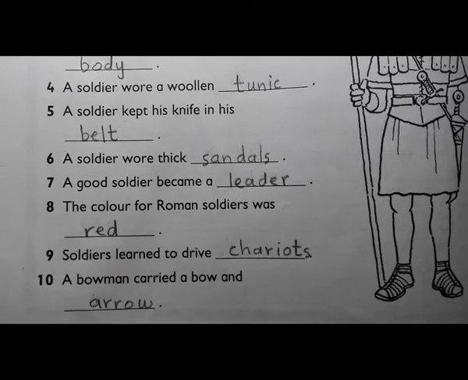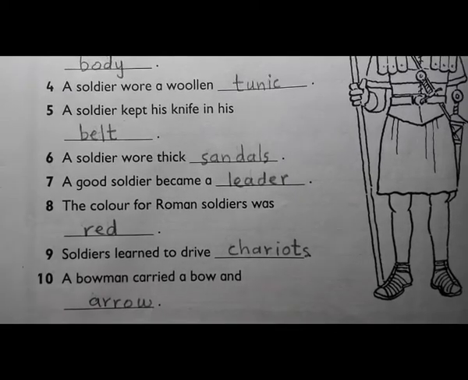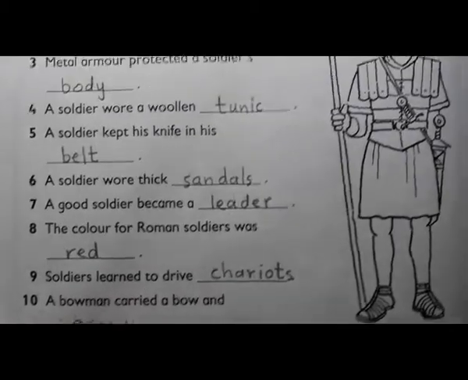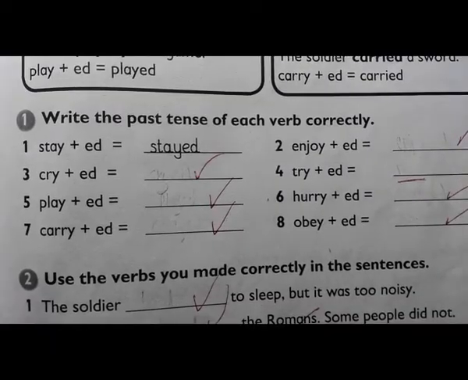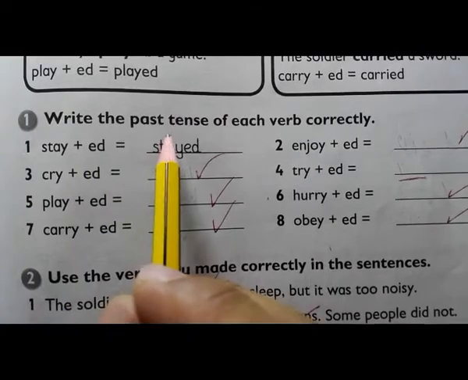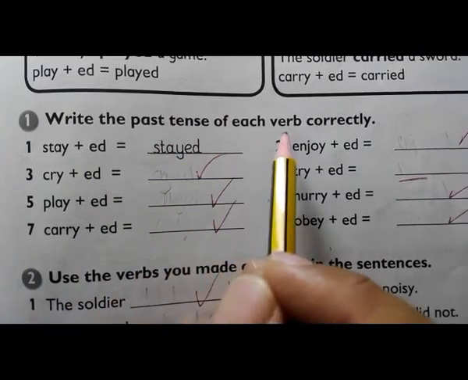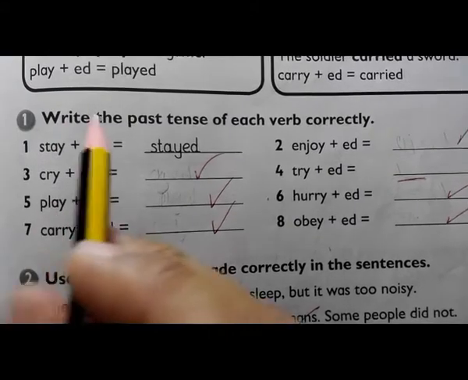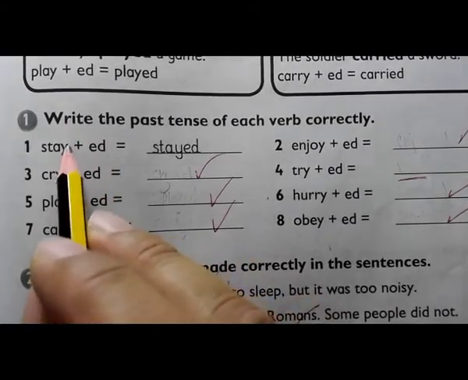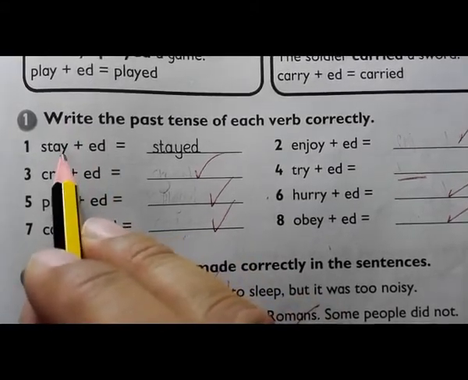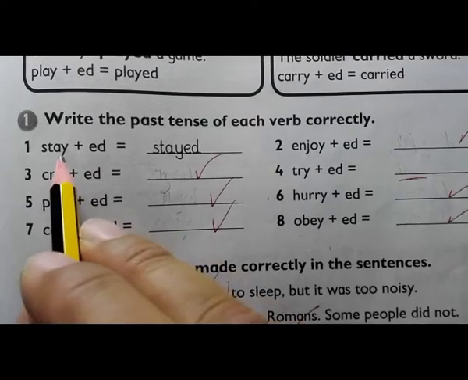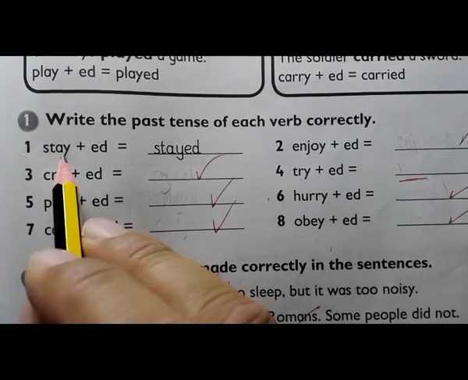This was page number 98. Now let's see page number 99. On this page, here we have a question. Write the past tense of each verb correctly. So here are two rules about y. When there is y at the end of the first form and we need to write the past tense of that form, how to deal with y.